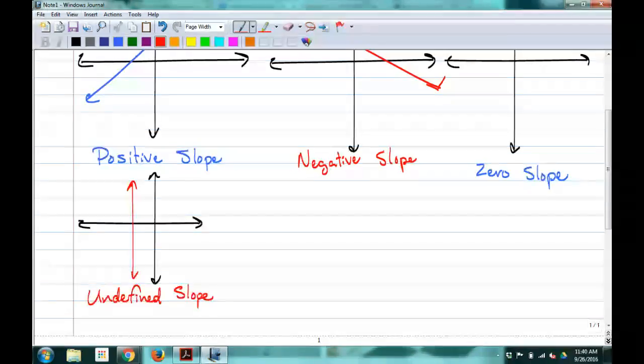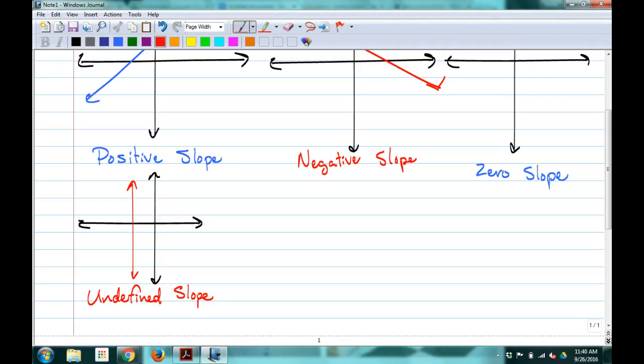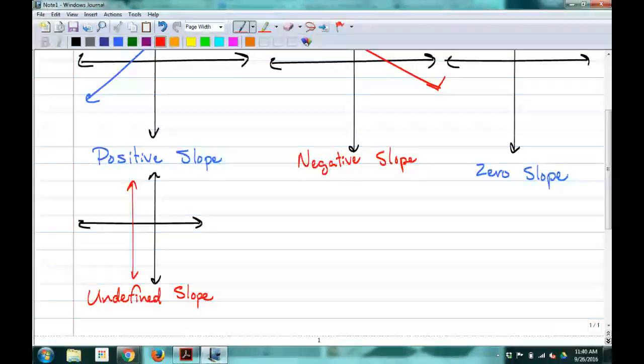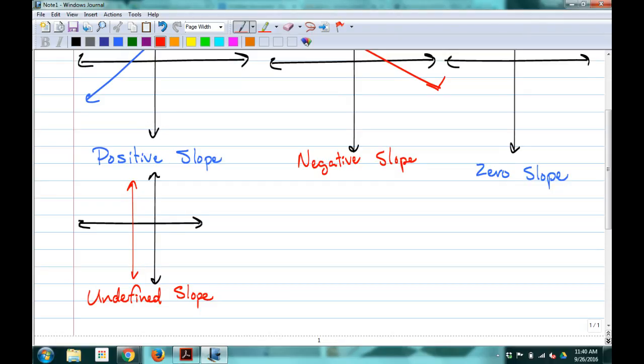All right, so positive slope going up and to the right, negative slope going down and to the right, zero slope, horizontal, undefined slope, straight up and down, okay, vertical. So be able to recognize those. By just looking at a graph, you should be able to say, oh, well, that's going to be a positive slope. I should be able to recognize that by looking at a graph, okay?